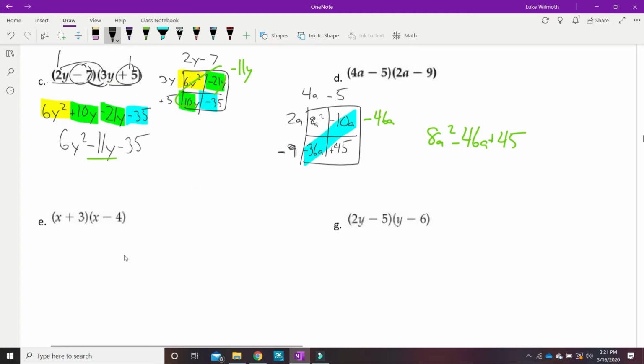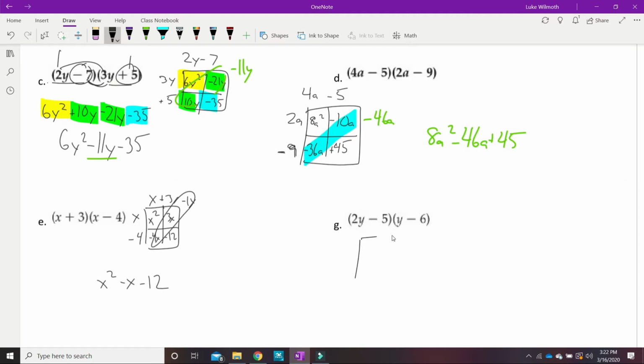Okay, take a look at the next one here. I mean, we could do this with the box, we could do it with the FOIL. x plus 3, x minus 4. Some of you are probably wondering, does it matter if I put the x plus 3 on the top or on the side? It does not matter. You'll get the same answer because multiplication is commutative. I can swap these just like I can swap these. So I got x squared, 3x, negative 4x, and negative 12. If I add these two together, it's negative 1x. So I get x squared minus x, or minus 1x, minus 12.